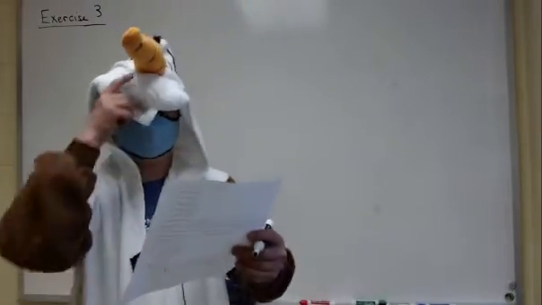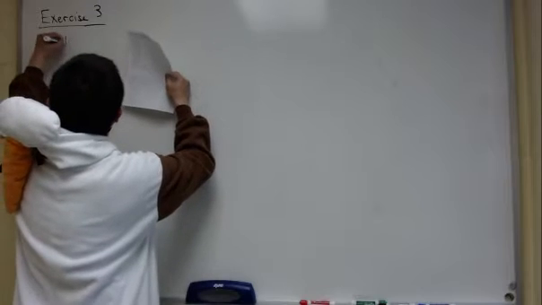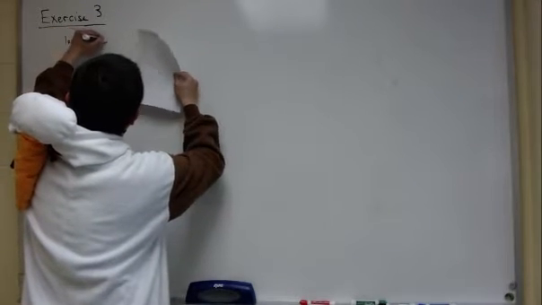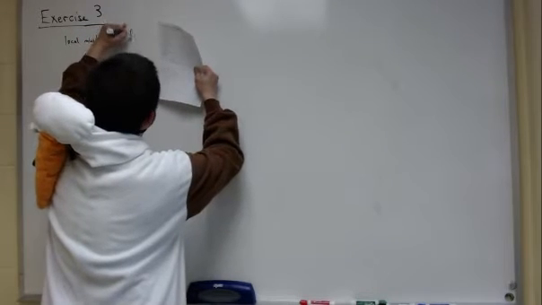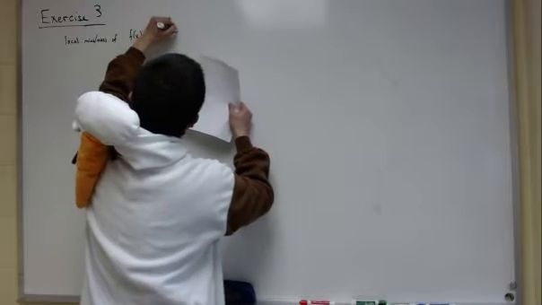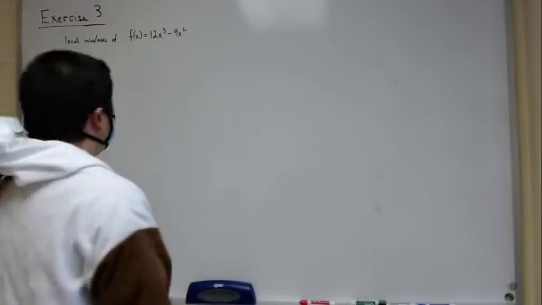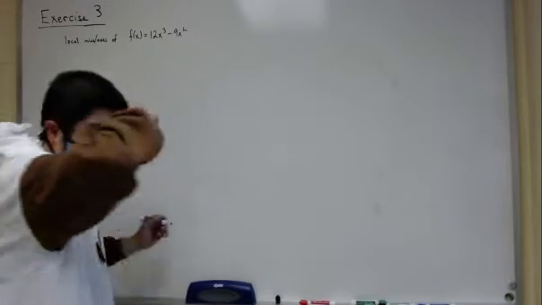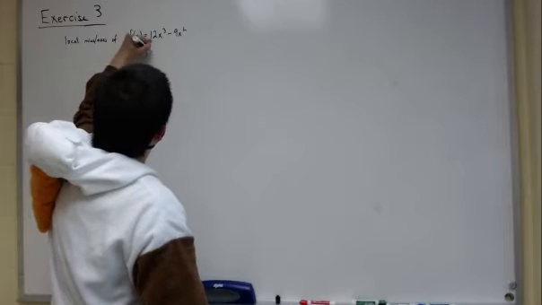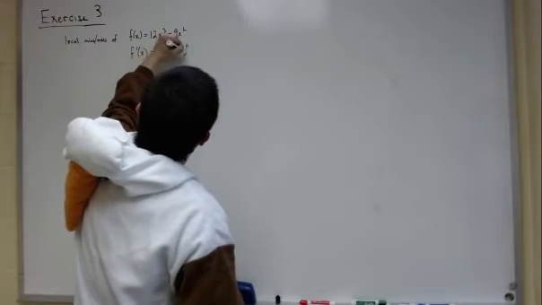All right, so let's take a look at exercise 3. So we're going to find the local mins and maxes of the function f of x equals 12x cubed minus 9x squared. All right, local mins and maxes. So we need to find the critical numbers. So we'll first find a derivative. Let's see, 36x squared minus 18x.